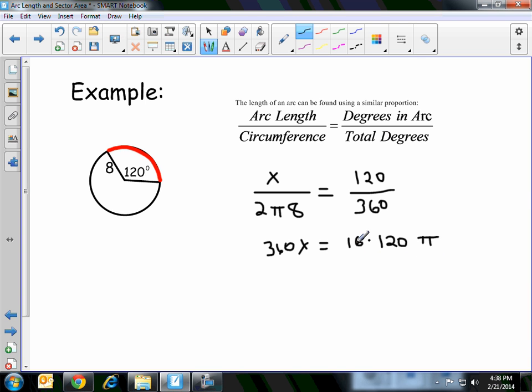All right, so I'm going to use my calculator and multiply these out. When I do, I get 16 times 120 is 1,920. So I'm going to have 360x, which is equal to 1,920 pi. I'm going to solve for my variable x. That means I'm going to divide by my coefficient, 360.